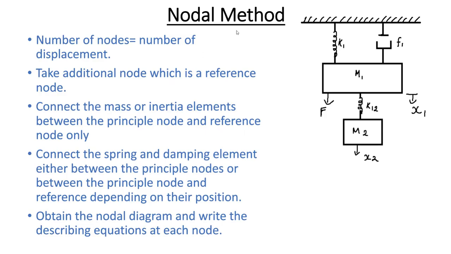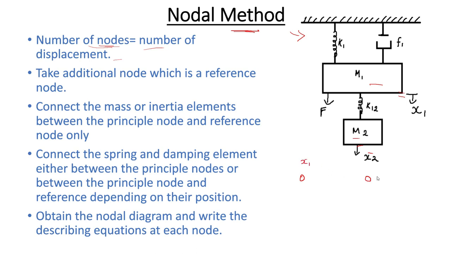So now we are going to see the nodal method. This method is used to draw the mechanical equivalent of this diagram and also the electrical analogous circuits. Basically it is used whenever we have more than one mass element. In this case we have two mass elements. For drawing its mechanical equivalent diagram, we will first draw the nodes. The number of nodes is equal to the number of displacements. Here we have two displacements, x1 and x2, therefore we will draw two nodes.